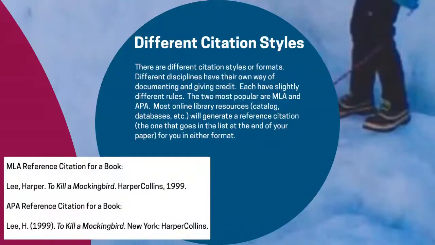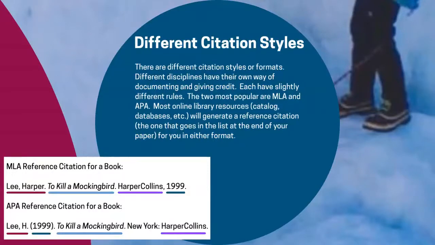So let's take a look. These are MLA and APA citations, reference citations that go at the end of your paper for the same book. As you can see, they're very similar. So for example, both of them start out with the author's information, but the MLA wants a full first name. APA is fine with having a first initial. The title is exactly the same. The publisher is in a slightly different location, but still the same.